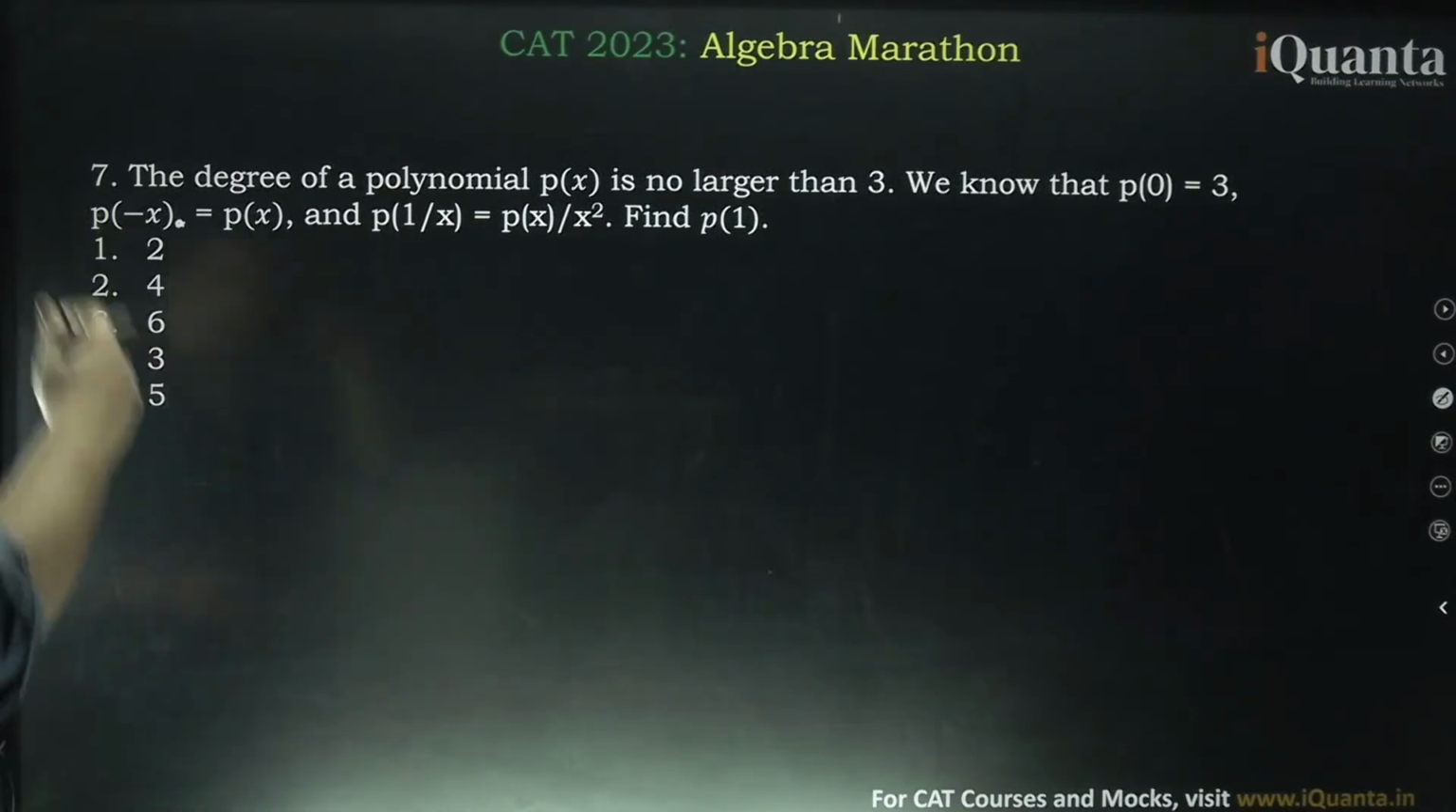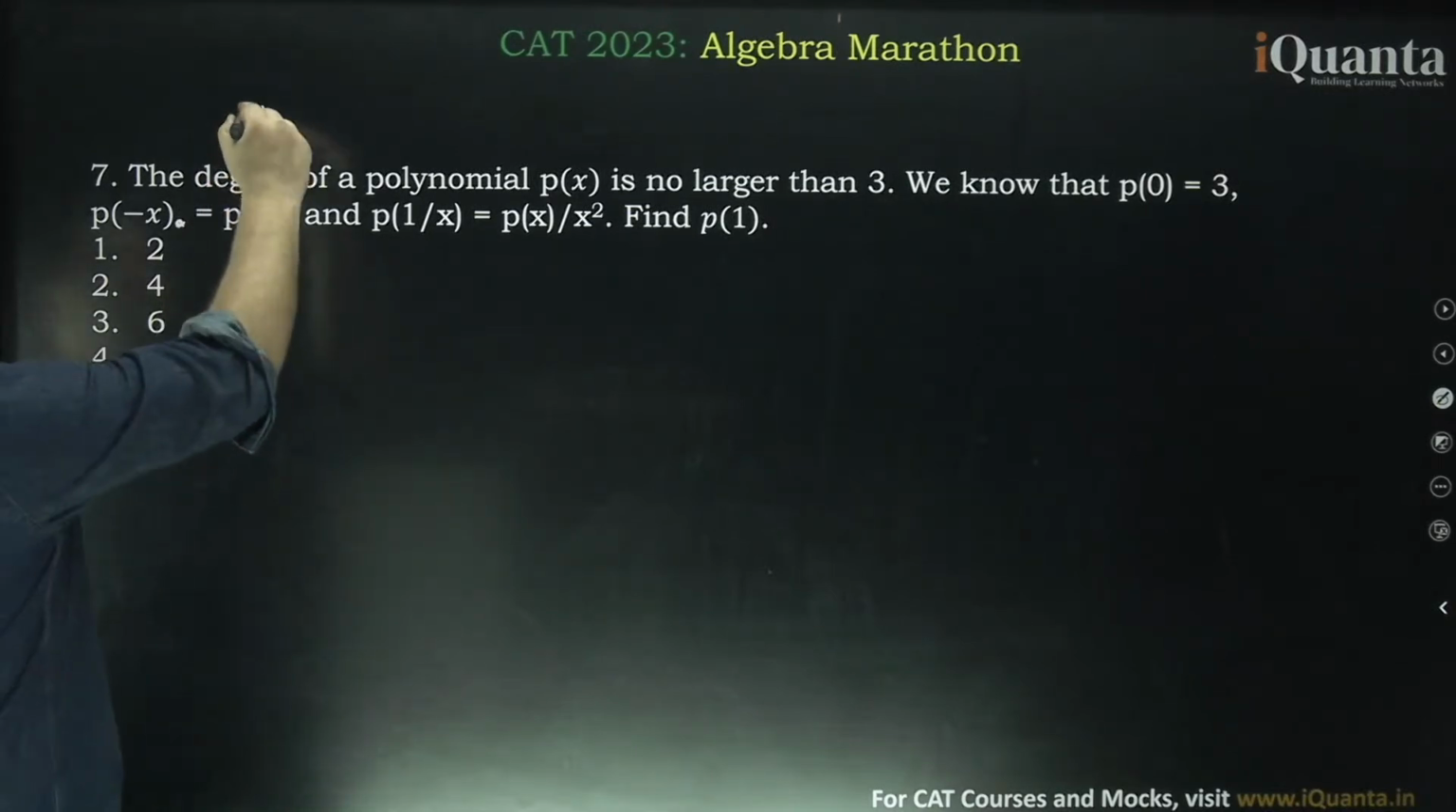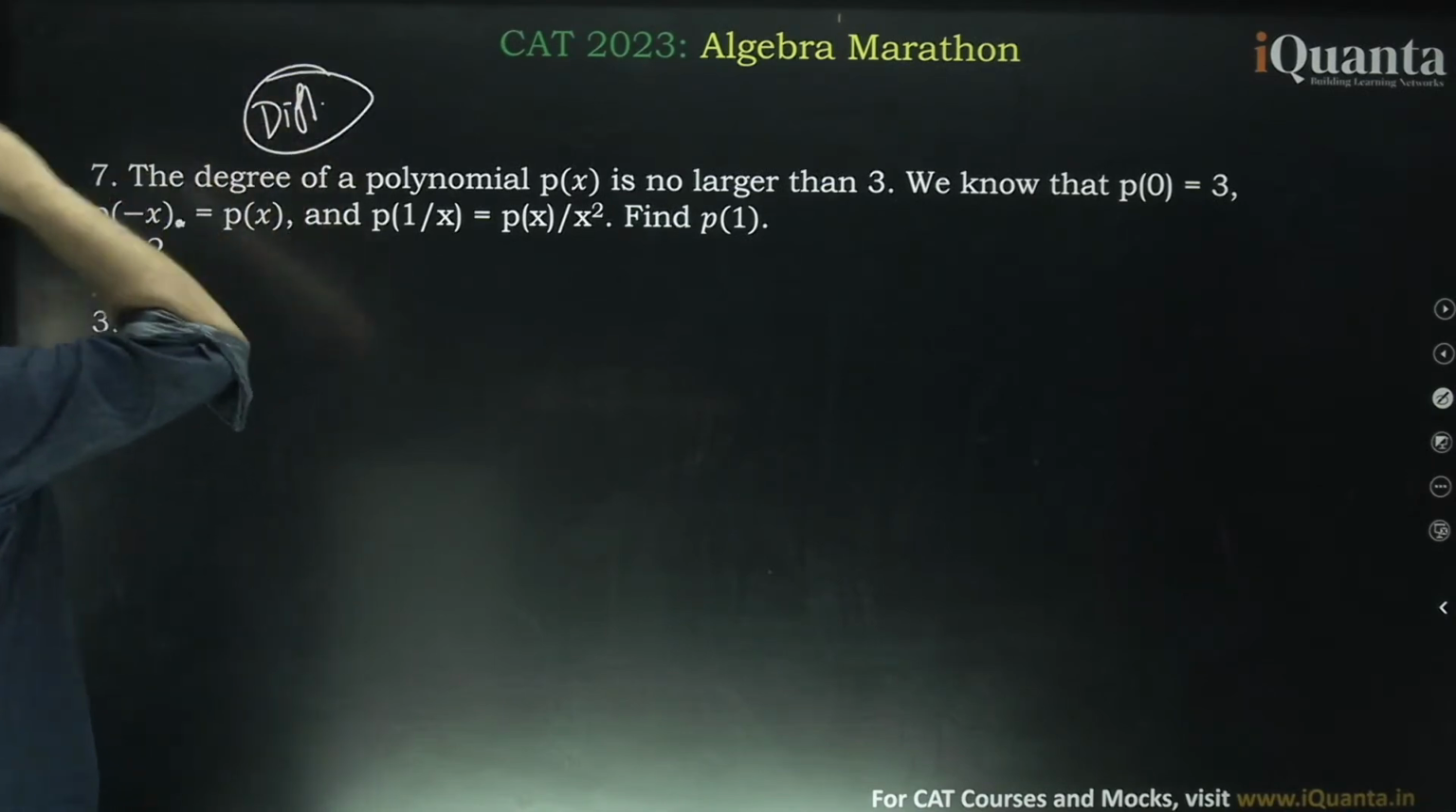Okay, cool. Now what is the feeling that you get when you look at this question? Is it difficult? Degree is no larger than 3. P0 is 3. P of minus x is px and p1 by x is px by x square. Find p1. बहुत मजेदार सवाल है. And this is, I would say, an actual difficult question in algebra. So I'm giving you 3 minutes to solve this.